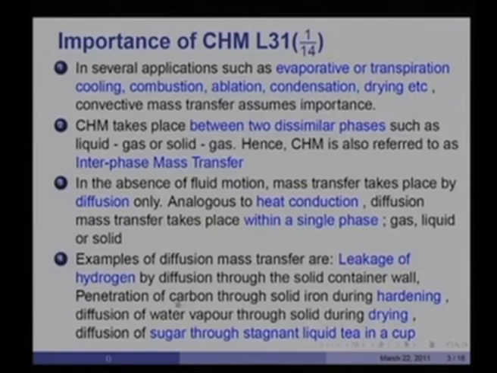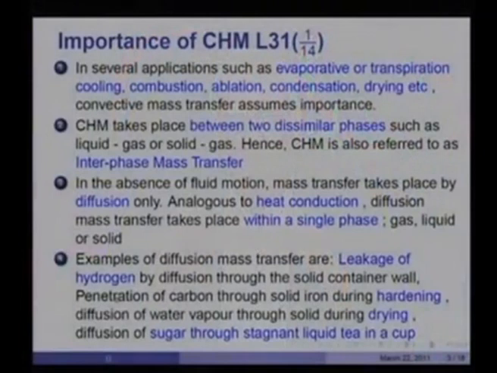For example, leakage of hydrogen by diffusion through a solid container wall. If you stored hydrogen in a solid container, then hydrogen is very leaky, as they say. So, even through the solid wall, hydrogen would diffuse through the wall and come out, and it could be dangerous from a fire point of view.